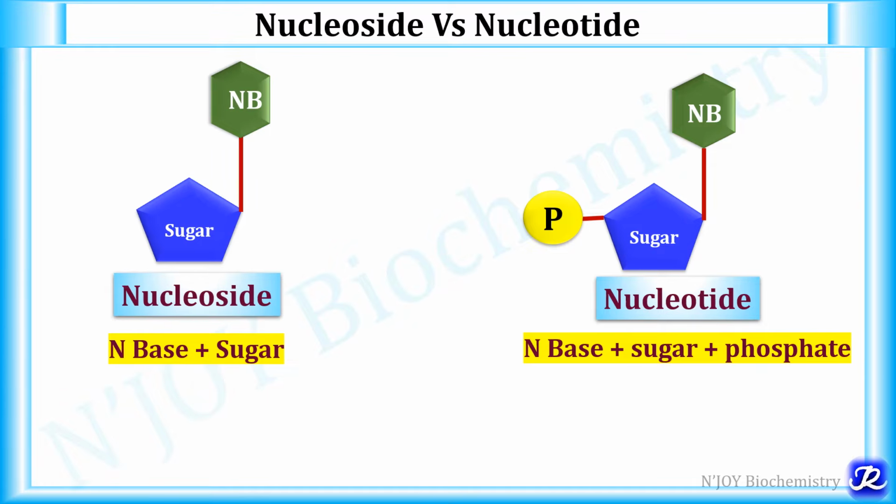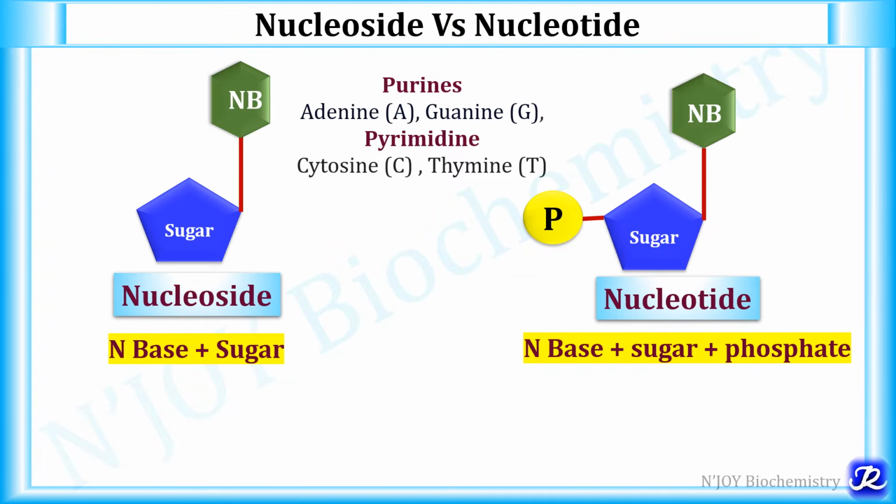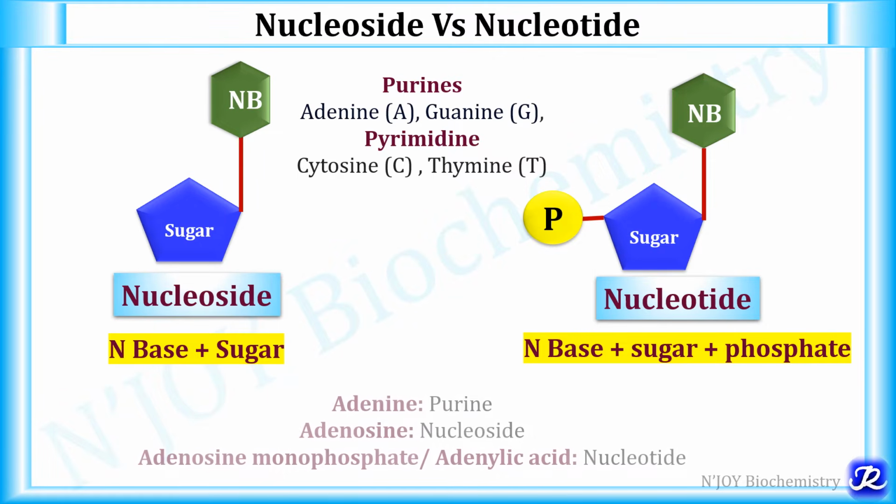Now the nitrogenous base present in the nucleoside and nucleotides can be purines like adenine and guanine or pyrimidines like cytosine and thymine. So if we take the example of adenine, adenine is a purine. When this adenine is linked to the sugar, that is pentose sugar, it becomes nucleoside, and when it is further linked to the phosphate group, it becomes adenosine monophosphate. It is also called adenylic acid, and that adenylic acid or AMP is the nucleotide.